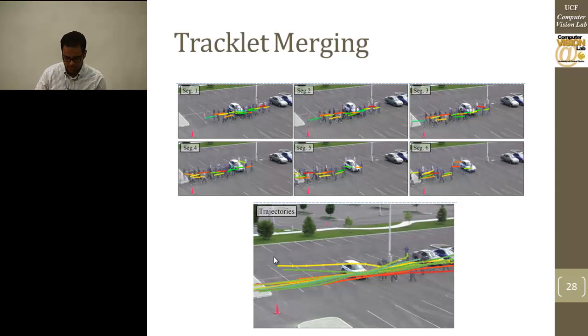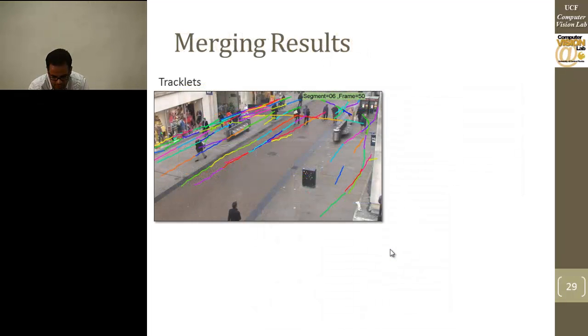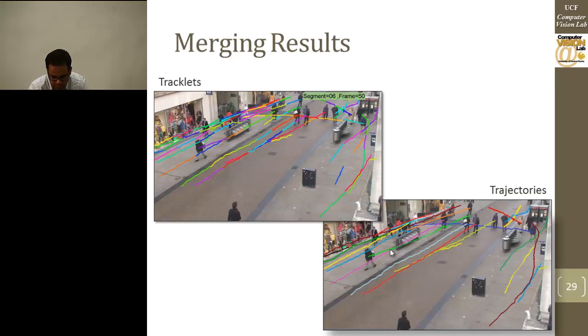So here you can see the merging results for the parking lot sequence, 6 sample segments. You can see there are little tracklets in all the segments, and now we have merged them into full trajectories. As you can see, the trajectory of each person is detected, and there are 14 in this sequence. Here you can see the results for 6 segments of town center that I showed. Here you can see that the tracklets which belong to one person are merged into one full trajectory.